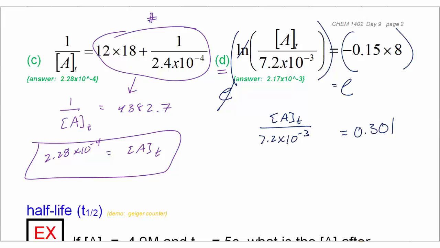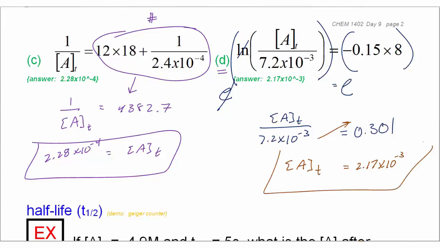Now I'm going to move things along the diagonal. I need to get this to the other side, so bring it up. Concentration of A at time t is going to be 0.301 times 7.2 times 10 to the negative 3. About 2.17 times 10 to the negative 3. Okay.